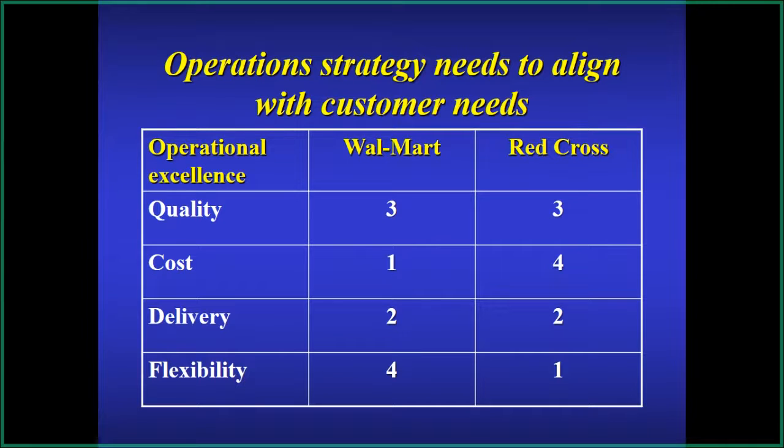So if you're a supplier to Walmart, you're not going to be a supplier to the Red Cross because you've got nothing in inventory. If you're a supplier to the Red Cross, your cost is way out of line. Walmart will never pay for that. So you've got to choose one or the other, but you can't be both. Okay? Is that making sense?